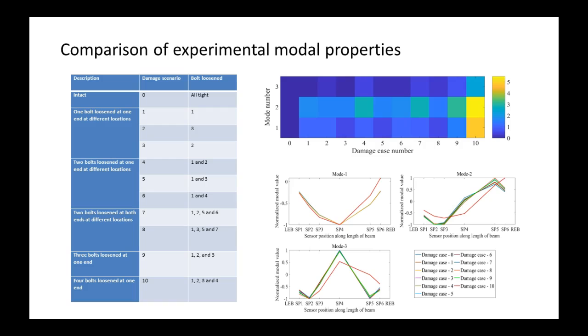If you see the mode shapes also, only in the 10th damage case can you actually visualize the change in mode shape. In all other 9 cases, they are identical. So using modal properties, it's very difficult to identify the damage. So the next question is, how about time series data? Using time series data, could you identify the damage?